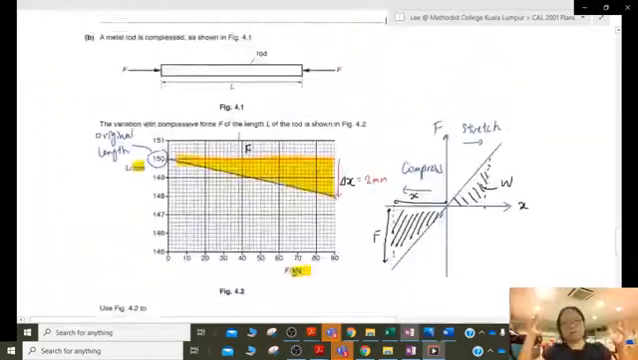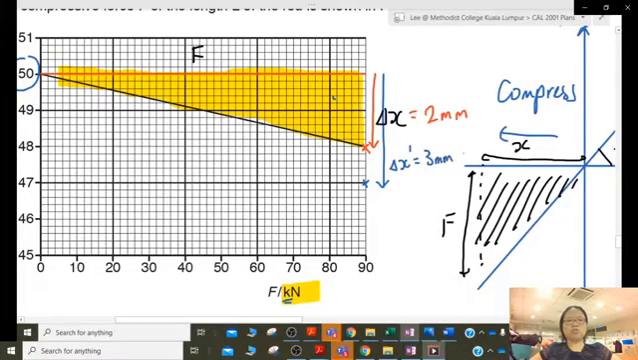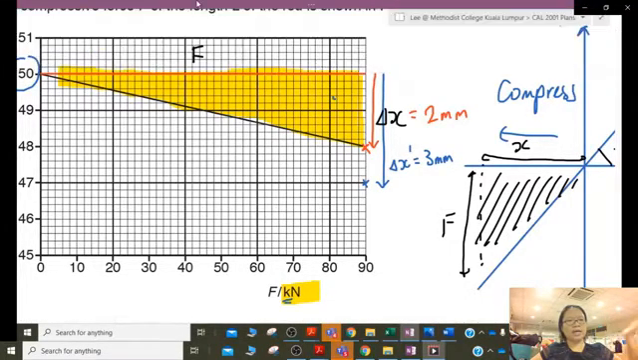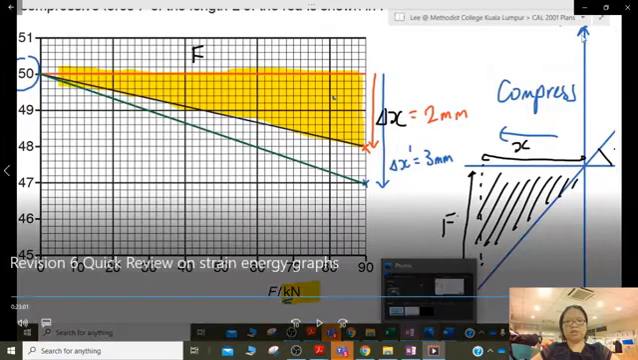Our new extension is 3 mm, so I'm going to zoom in and draw 3 mm. Remember, we are talking that the force is the same, 90 kilonewton. So the new extension is 3 mm, and we draw a line from the same original length, remember. Obey Hooke's law, so it has to be a straight line. So ta-da, that is your graph, and we are done.